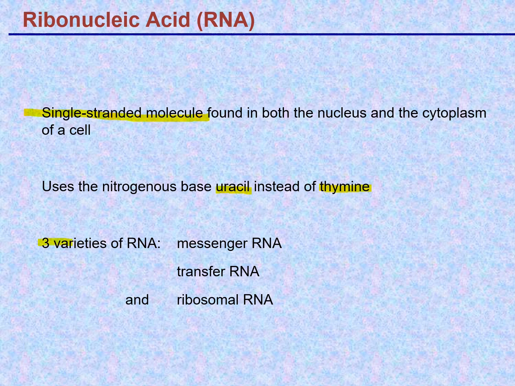There are three major varieties. There are actually more than three, but three major varieties of RNA. There's messenger, transfer, and ribosomal RNA, which we'll talk about later in the course.